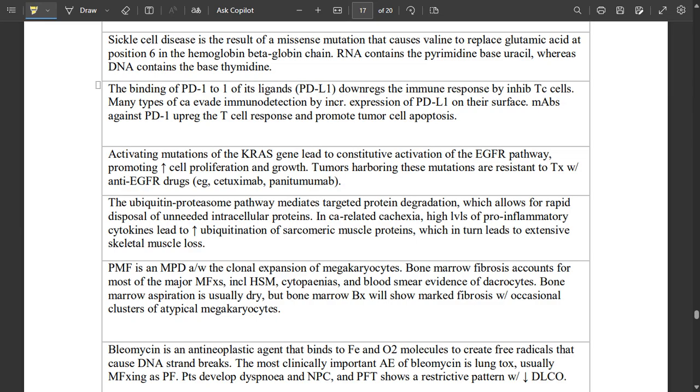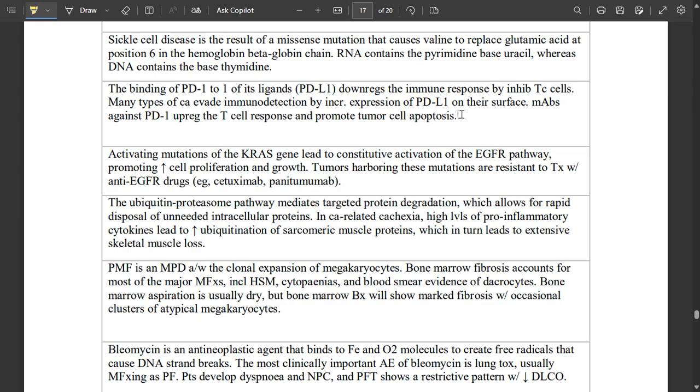So cytotoxic T cells down the immune response. Why does the immune system not attack cancer cells? Because the cancer cell overexpresses a protein called PD-L1. PD-L1 on the cancer cells binds to PD-1, a kind of brake protein present on the immune cells, especially the cytotoxic T cells, so the immune cell does not destroy the cancer cells. Many types of cancers evade immunodetection by increasing the expression of PD-L1 on their surface.